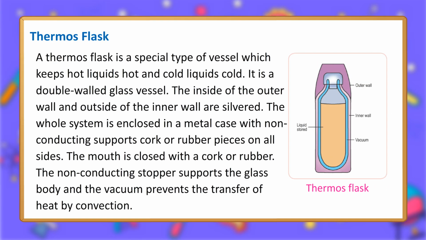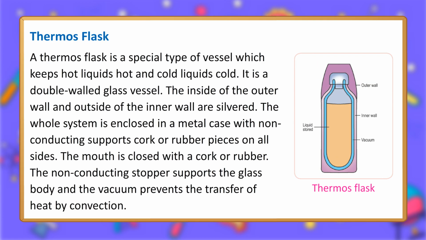Thermos flask. A thermos flask is a special type of vessel which keeps hot liquids hot and cold liquids cold. It is a double-walled glass vessel. The inside of the outer wall and outside of the inner wall are silvered. The whole system is enclosed in a metal case with non-conducting supports, cork or rubber pieces on all sides. The mouth is closed with a cork or rubber. The non-conducting stopper supports the glass body and the vacuum prevents the transfer of heat by convection.